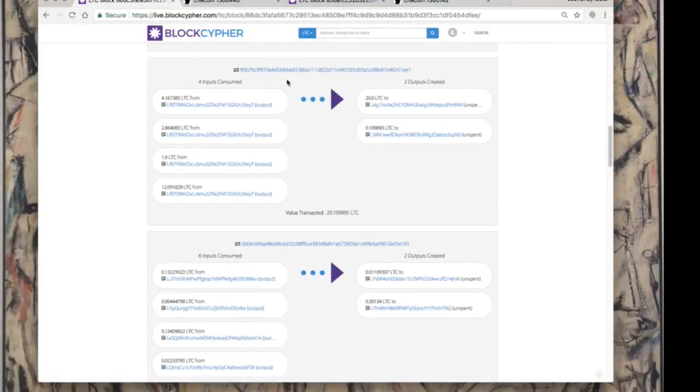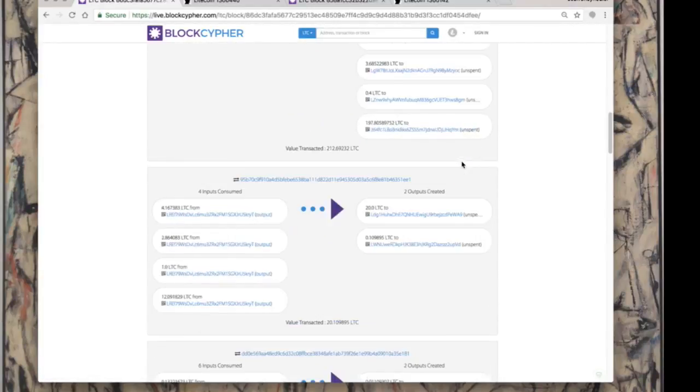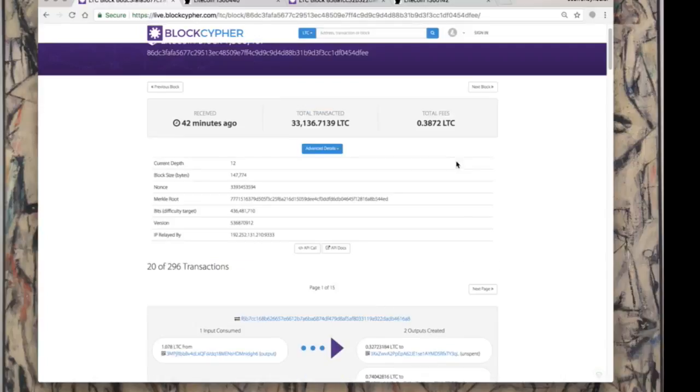And this one had 4 inputs into one Litecoin address, and then they sent it to one address, but then they had a change address right here. So that's kind of how you break down how to read and explore.